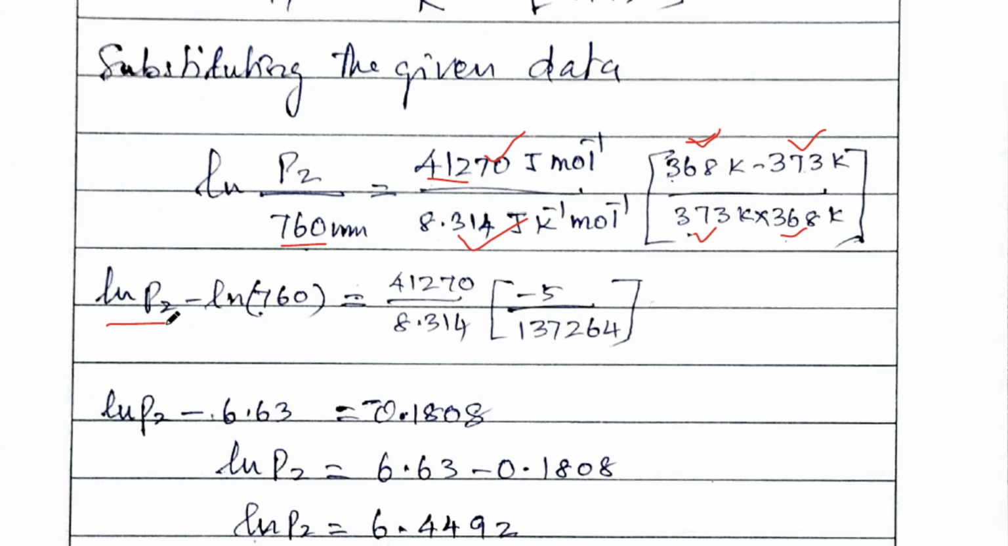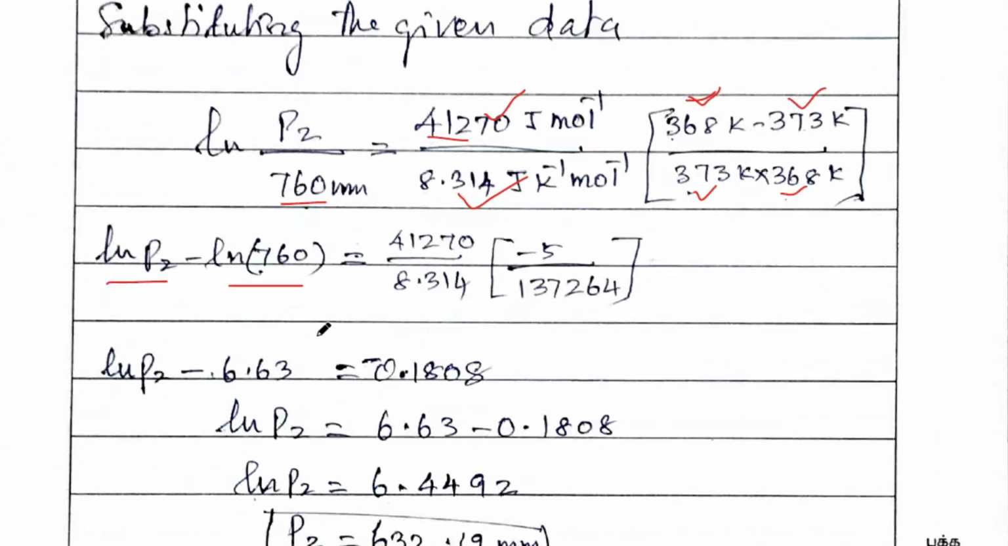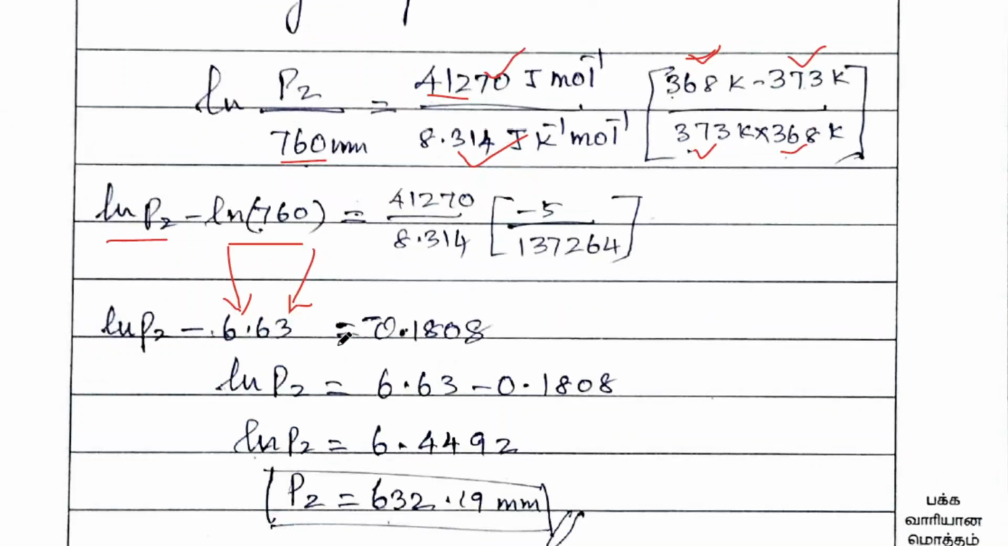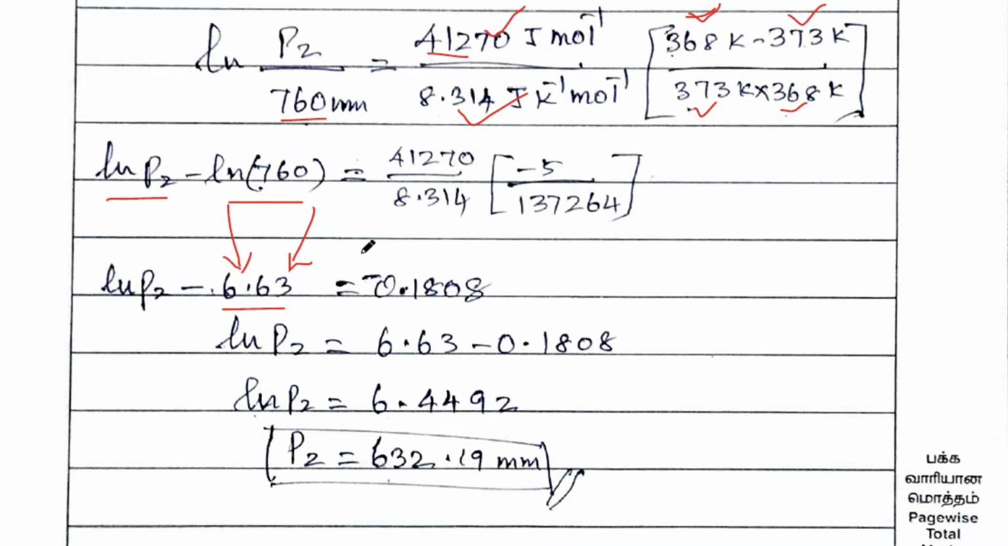I'm using the formula ln A by B, that is ln A minus ln B. Therefore, I get ln P2 minus ln 760. Here you can use the calculator. If you use a calculator, you can directly get this value if you use the natural logarithm. If you are using log, then you have to take log of 760 and multiply that with 2.303, then you will get this value. You must be careful on that. This is the log value here, and when you subtract this value, you get minus 5.